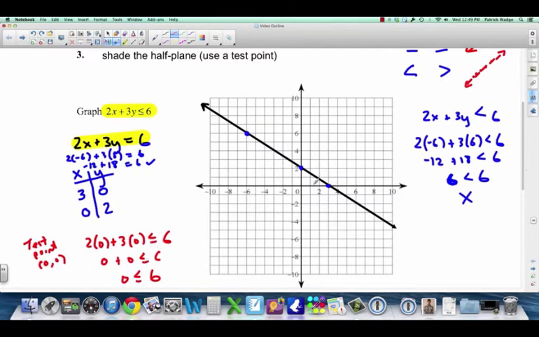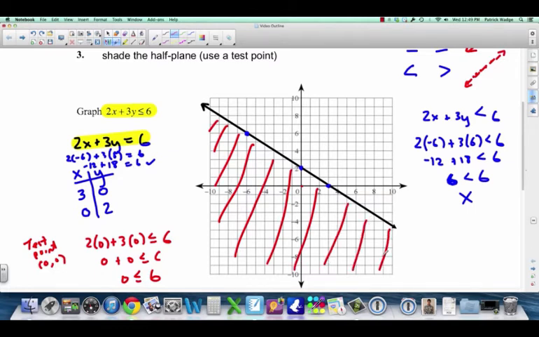0 is less than 6. So this point worked, and if this point worked, it means every single point over here works. So the way that I shade it, because I don't like to sit here coloring it for 10 minutes, is I do this. That means that every single point over here works, and it goes on forever, right?